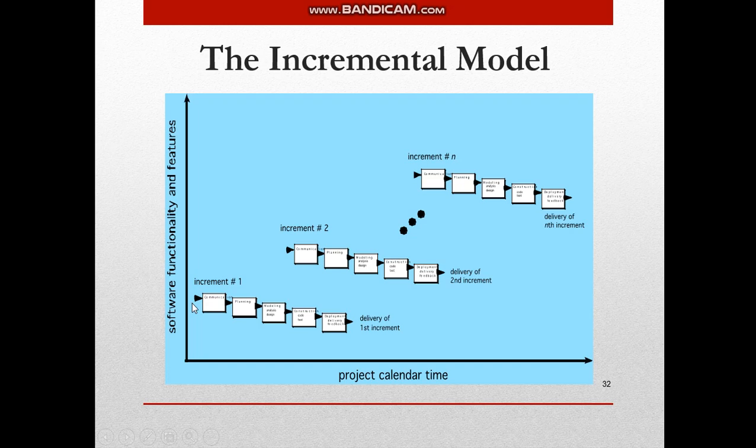The user will assess it, and then if any changes are needed, they will give feedback accordingly. So after the release of the first increment, we'll go for the second iteration, where we accommodate the changes that have been asked by the clients. So again, those 5 process activities will be done.